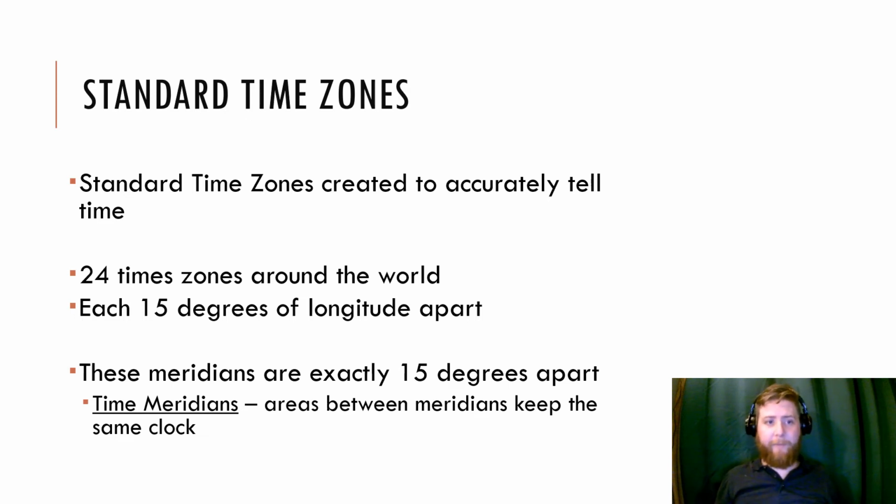There are 24 time zones around the world. Each one is 15 degrees of longitude apart. It's important to note that these meridians are exactly 15 degrees apart, and we call these the time meridians. These are the areas between meridians that keep the same clock. So in the Pacific zone here, our time meridian goes from Montana over to the coast, which is about 15 degrees of longitude.